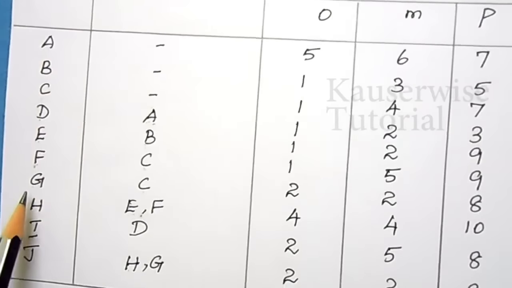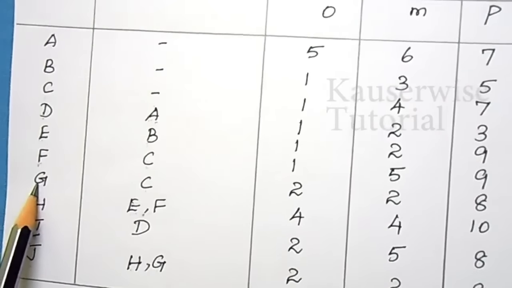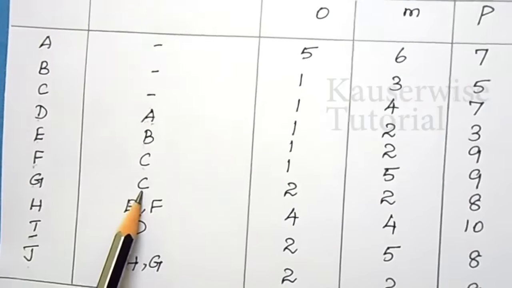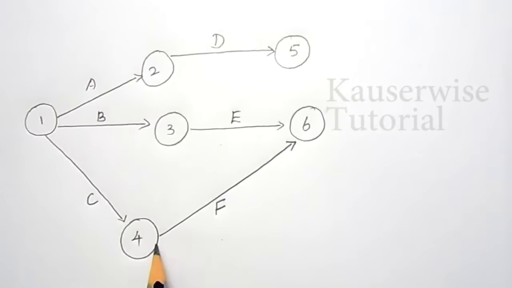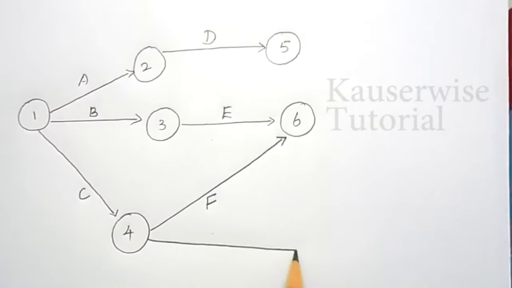The next activity is G. So activity G starts where activity C is ended. C ended here. From here you have to start the next activity, that is G.